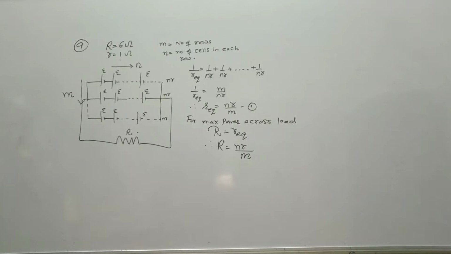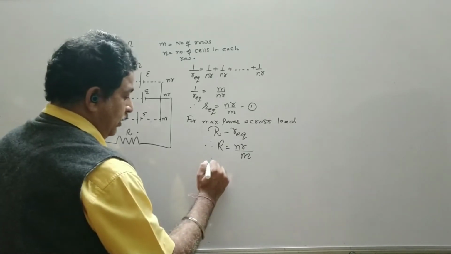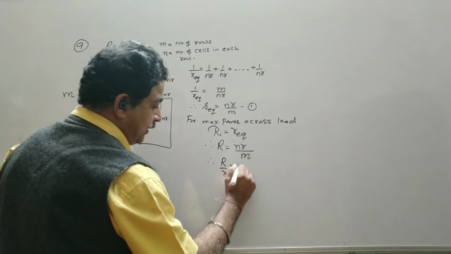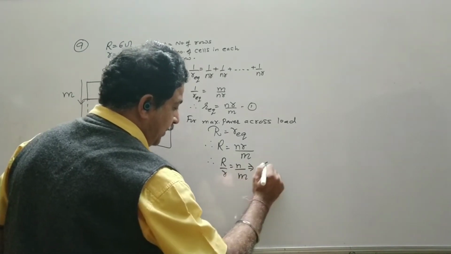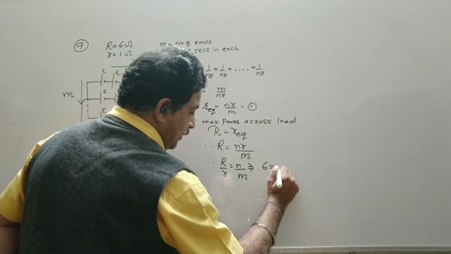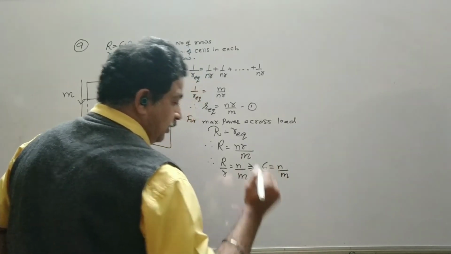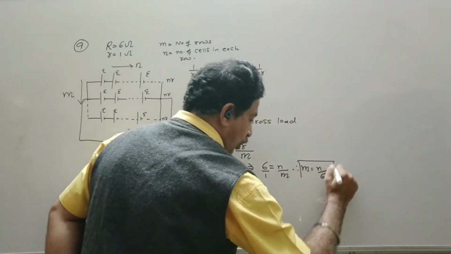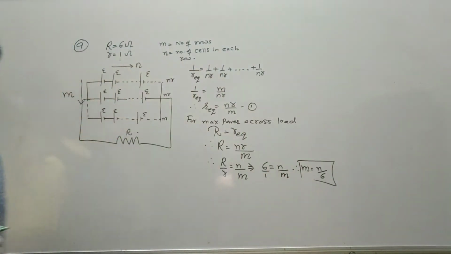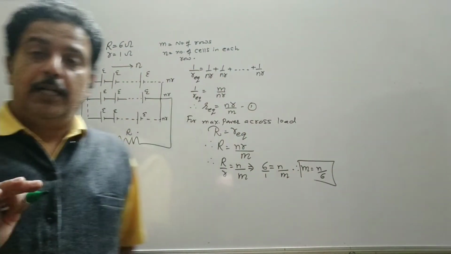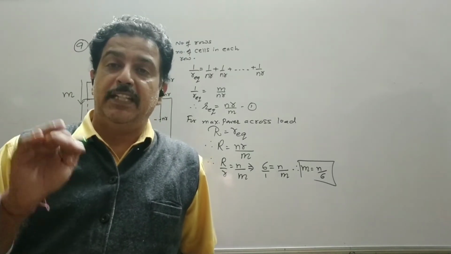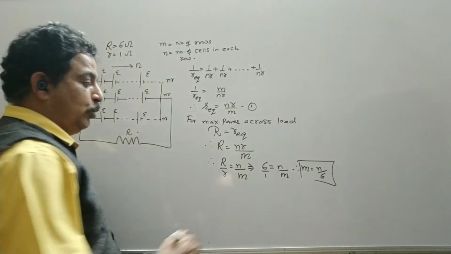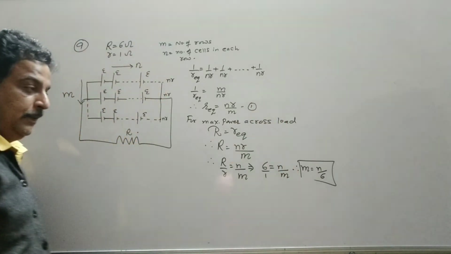Now we know the values of capital R and small r, and therefore capital R upon small r is equal to n upon m. This implies 6 upon 1 is equal to n upon m. So m can be written as n by 6, or you can say n is equal to 6 times m. That is the relation between the number of rows and the number of cells in each row. That ratio, n upon m, should be equal to 6.